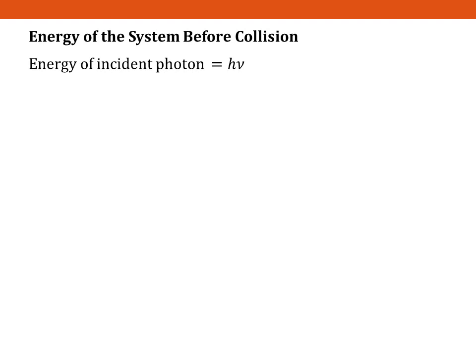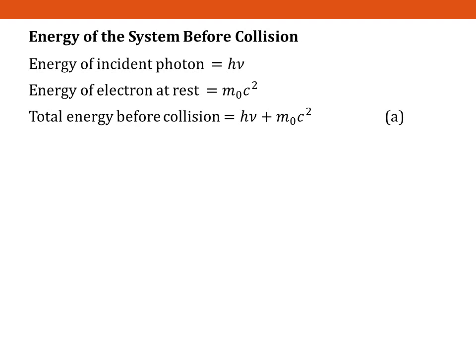Now, let us proceed to find the energy of the system before and after collision. The energy of the system before collision involves the two particles, the incident photon and the electron at rest. Therefore, the energy of the incident photon is h nu, the energy of the electron at rest is m naught c square, and the total energy before collision is a sum of these two energies, which is h nu plus m naught c square. We call this equation A.